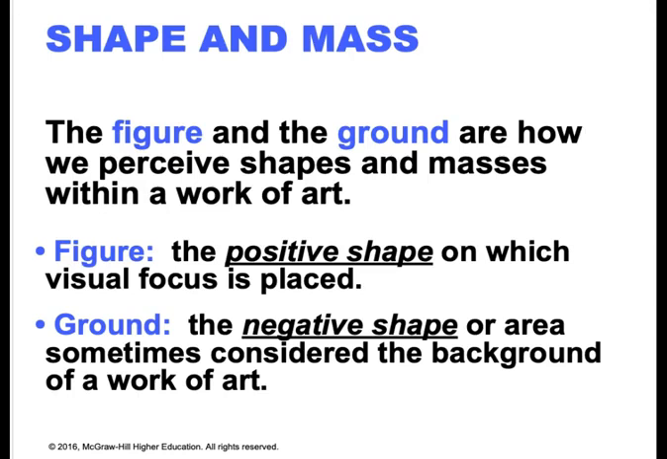Continuing with shape and mass, we have figure and ground. Here's a couple of other definitions. Vocab words. The figure and the ground are how we perceive shapes and masses within a work of art. The figure is the positive shape on which visual focus is placed.